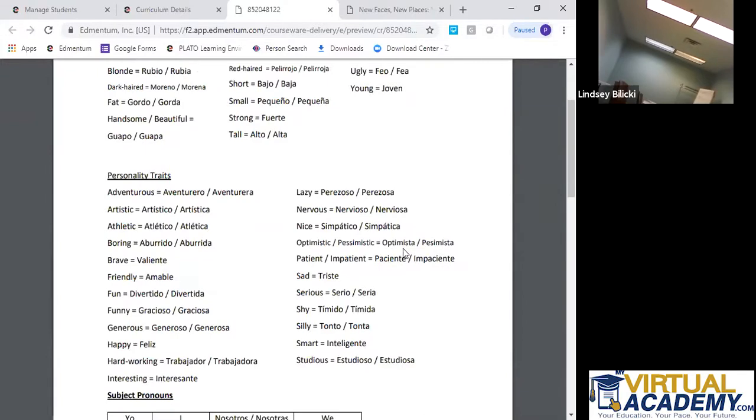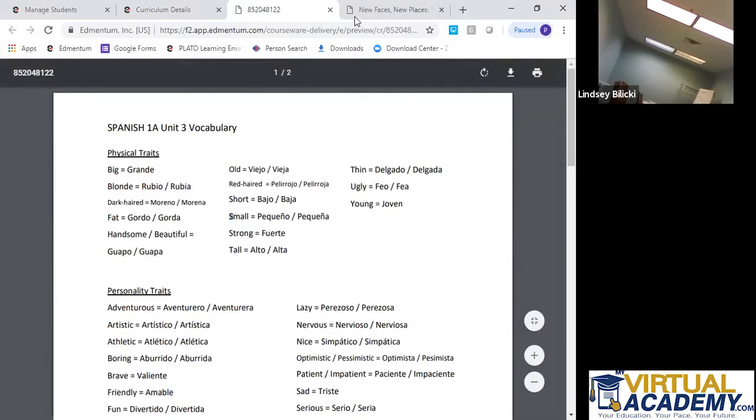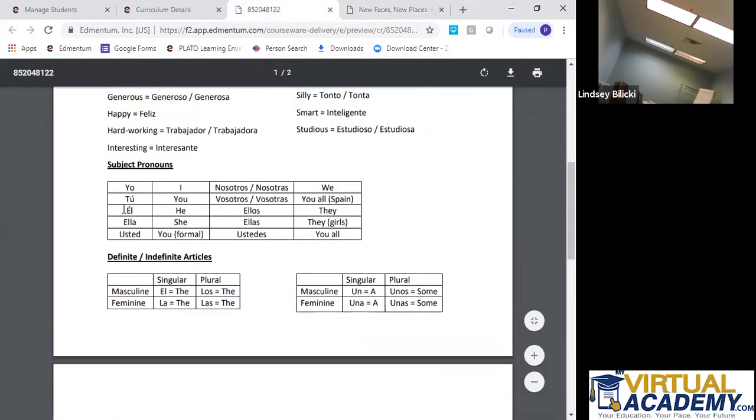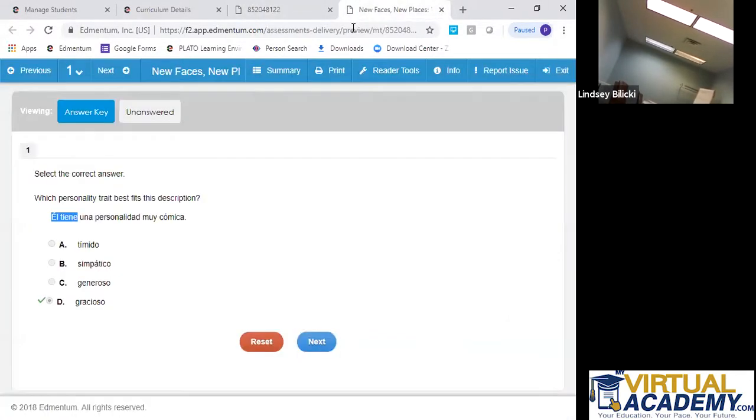Like I said, this is the personality and this is the physical description. So then we're going to go over to here. And this one is where it's getting a little bit complicated because it really wants you to think and know the words well. So for number 1, we would say which personality trait best fits this description. So you have 2 things to look at here. So you have él tiene. So who is él? So we go back to our vocab. El would be, come down here, he. He has una personalidad muy cómica.